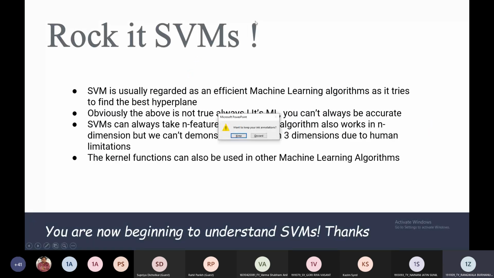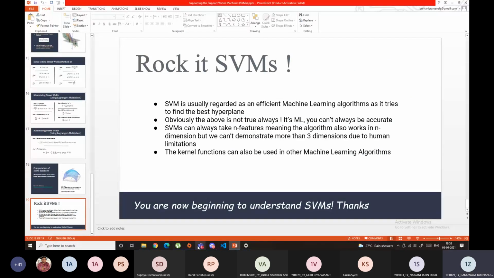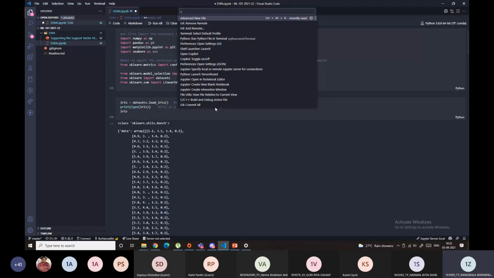Now I'll just show you the code part a little. So wait a second, let me just increase the zoom.